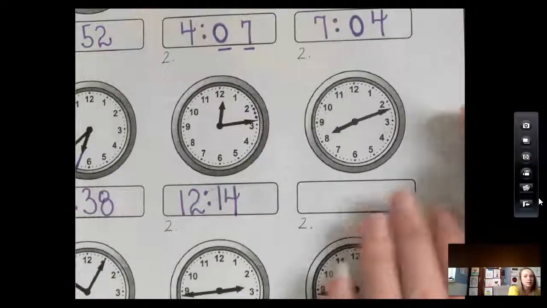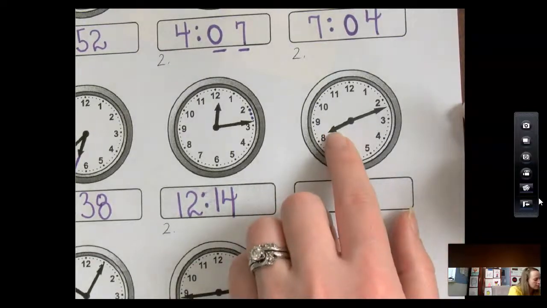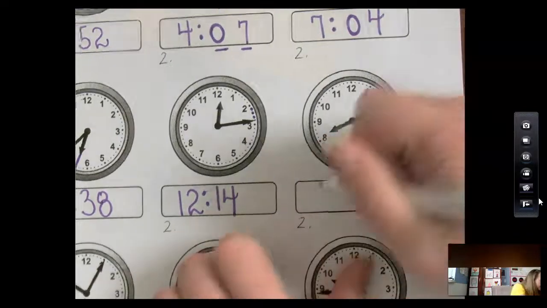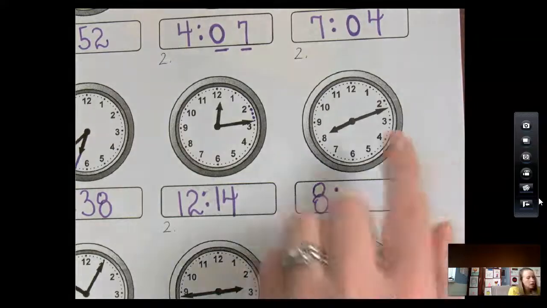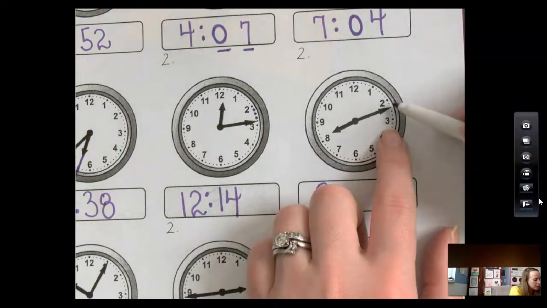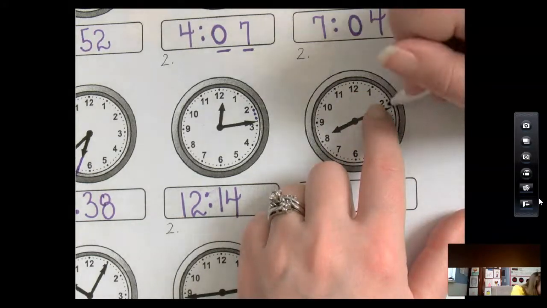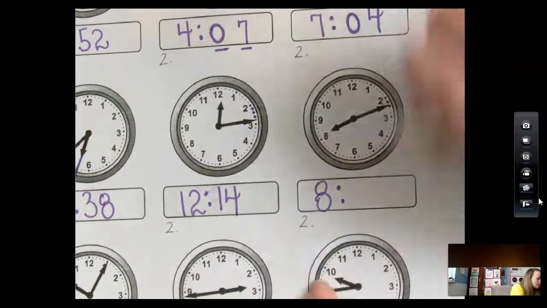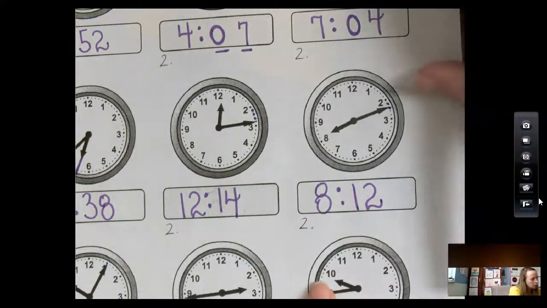All right, next one. Which one is my hour hand? My hour hand is always the short hand. It never touches the numbers. So my hour hand is right here. Okay, and so my hour is 8. And what are my minutes? Is it exactly on a number? No, it's not. So I need to stop at 2 and then count on. We count by 5s when we do minutes. 5, 10, 11, 12. So it is 8:12. All right, 3 more, kiddos.